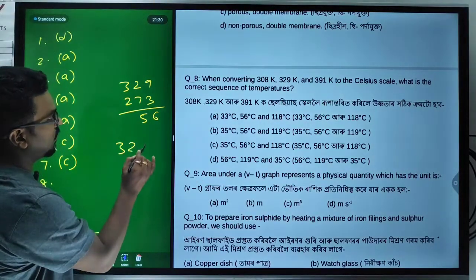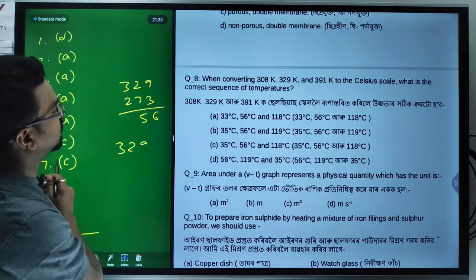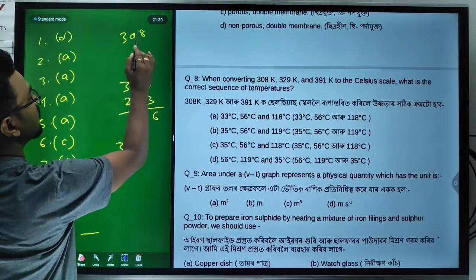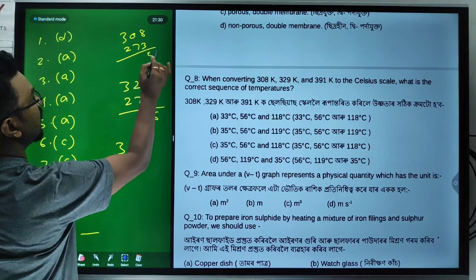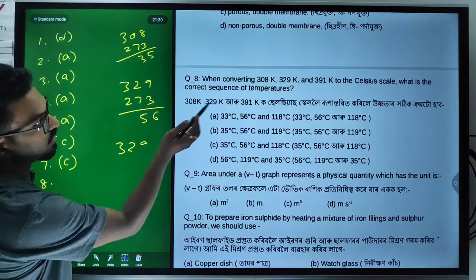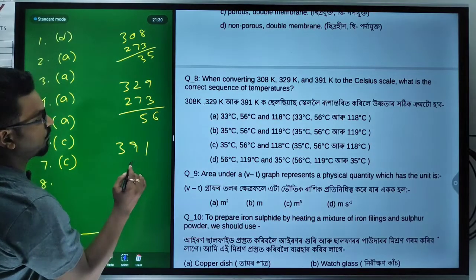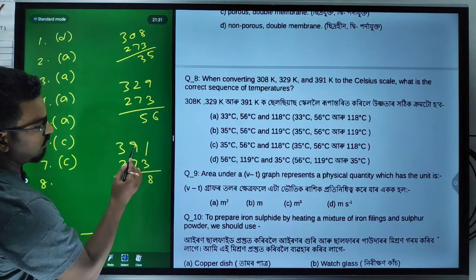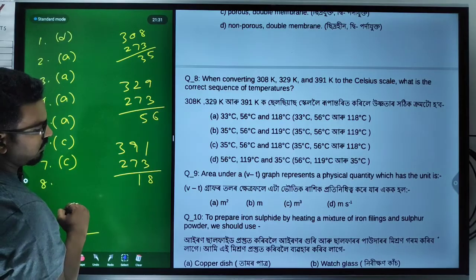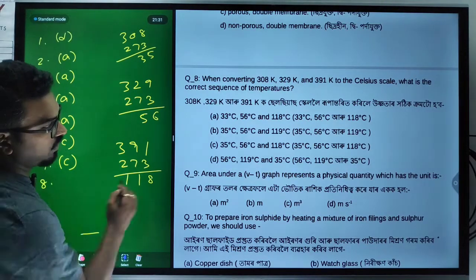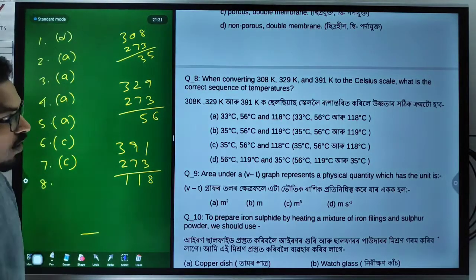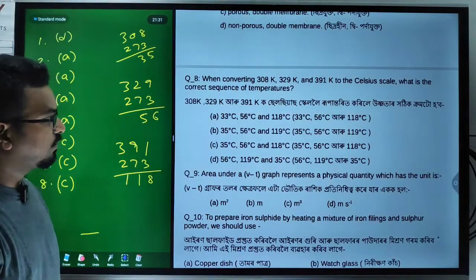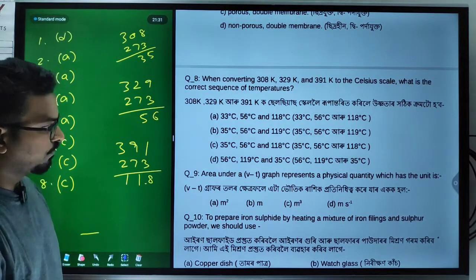Next one, let me try. 308 minus 273 equals 35, and 329 gives 56. Last one, 391 minus 273 equals 118 degree. So which option? Option C is the correct answer. So question number 8 is option C: 35 degree, 56 degree and 118 degree.